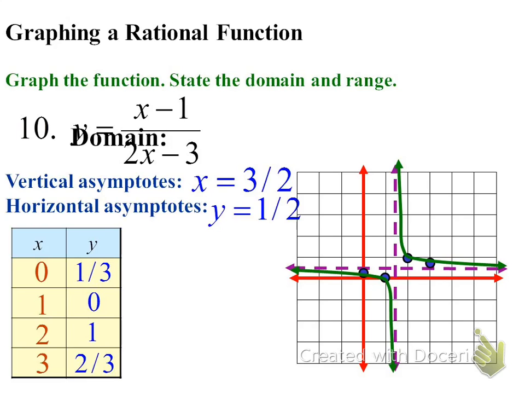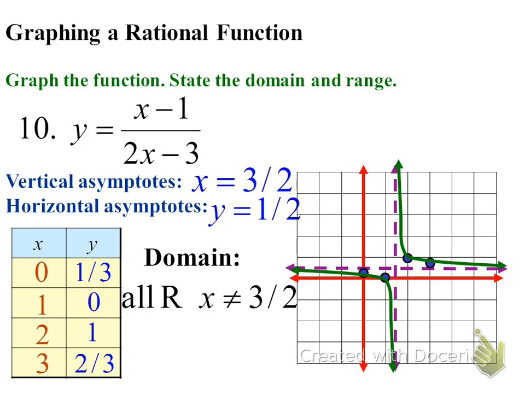All right, domain and range, same old thing. Domain is all real numbers except where you have that asymptote. And the range is all real numbers also except where your asymptote is. So you guys can see these graphs are pretty tricky, but once you get the process down, it's really just the same process over and over. Questions on this?